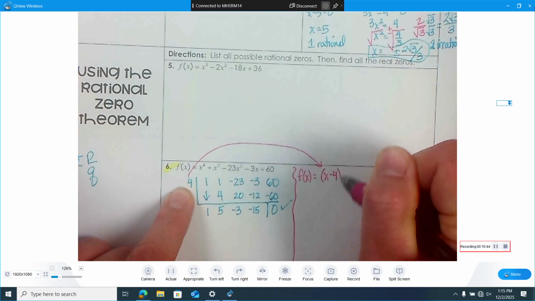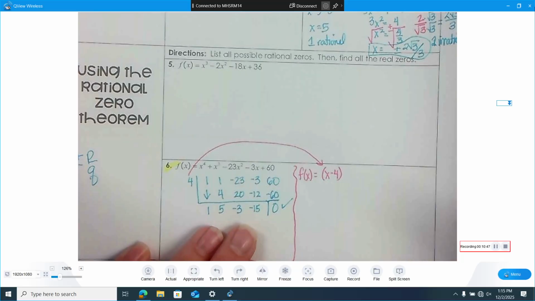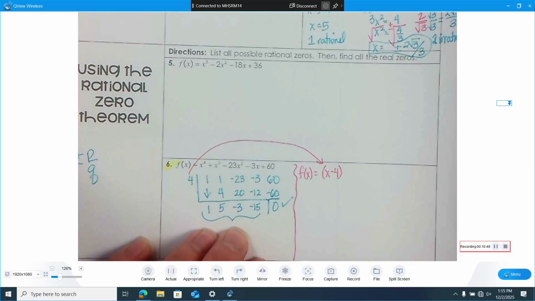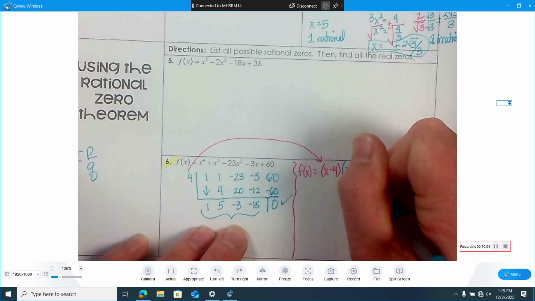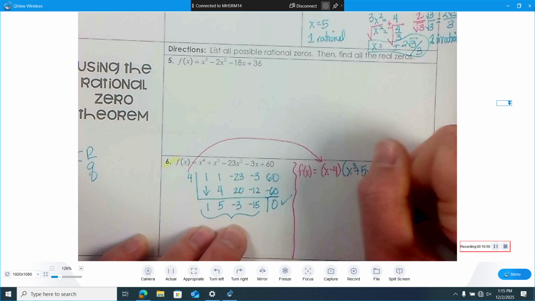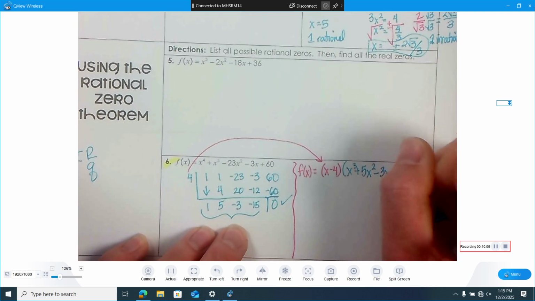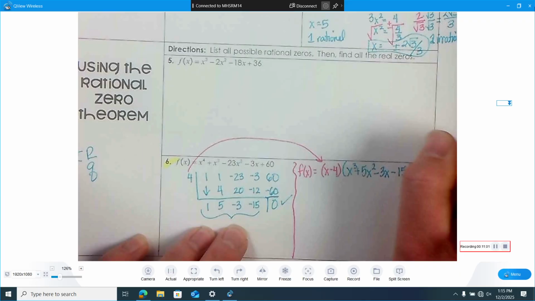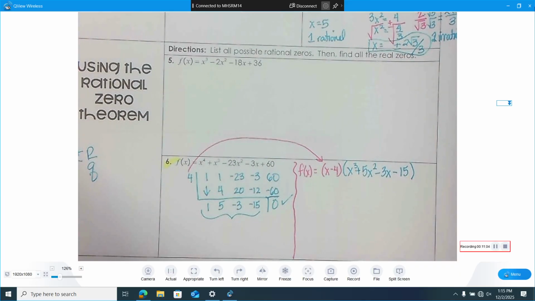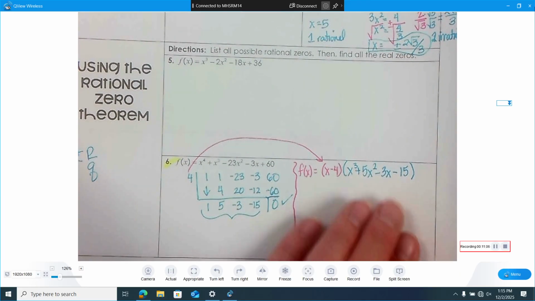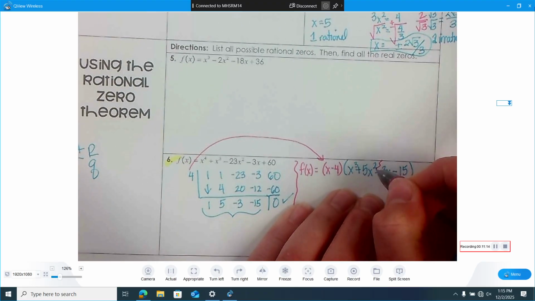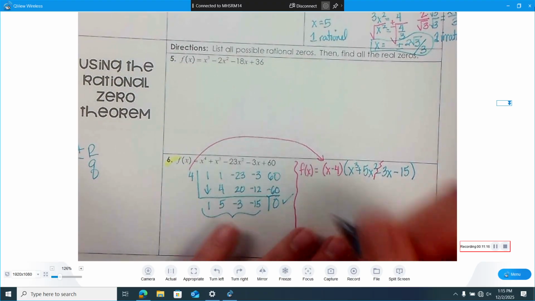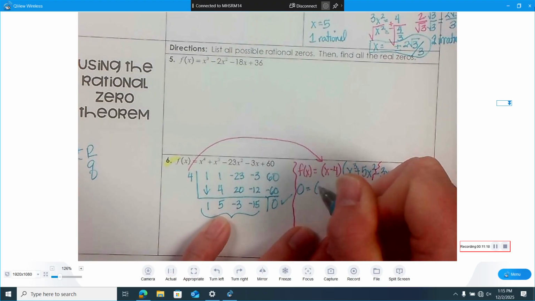So x minus 4. And what's my quotient? 1x cubed plus 5x squared. Good. All right. So x cubed plus 5x squared minus 3x minus 15. So now, when you look at that blue polynomial there, what can we do? Factor by grouping. Very good. It has 4 terms, and that's going to do factor by grouping. Real nice. All right. So to find the zeros, I have x minus 4.